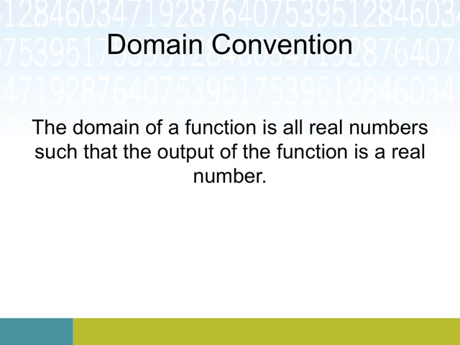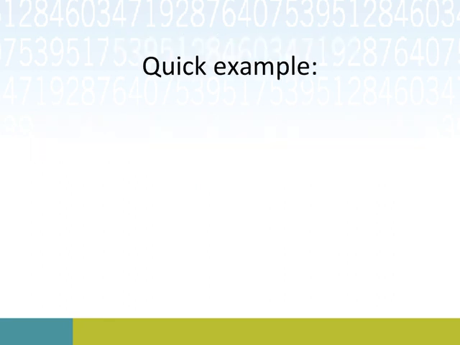So the domain of a function is all real numbers as long as what we get out of it is still a real number. And again, the primary things to look for are division by 0, taking the square root of a negative number, or taking the logarithm of a non-positive number. But we'll review logarithms later on. A quick example of this domain convention.